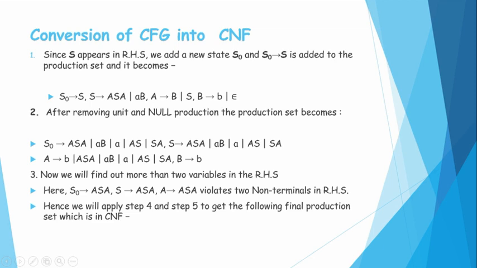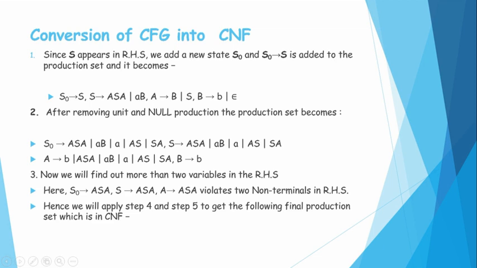Now we will find the productions with more than 2 variables on the RHS, because it is a restriction in CNF that on the right hand side only 2 non-terminals should come. But here in the answer, S0 is deriving 3 non-terminals, S is deriving 3 non-terminals, and again A is deriving 3 non-terminals. So these are violating our CNF.